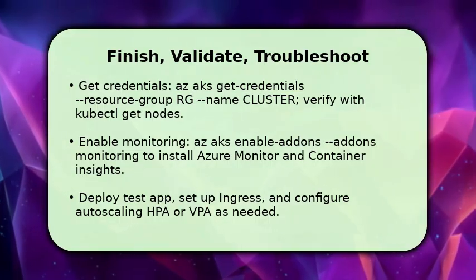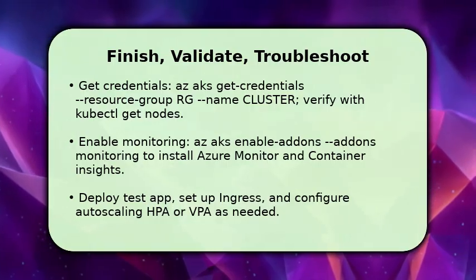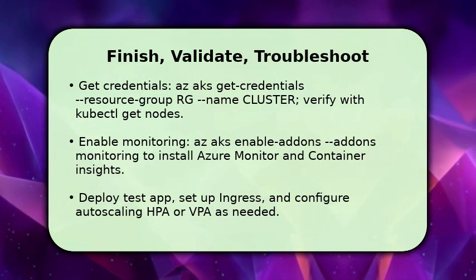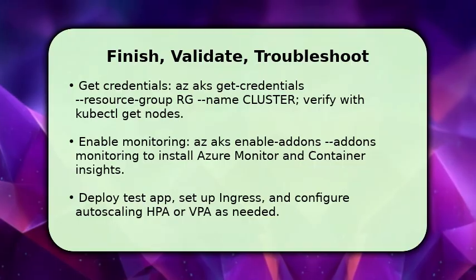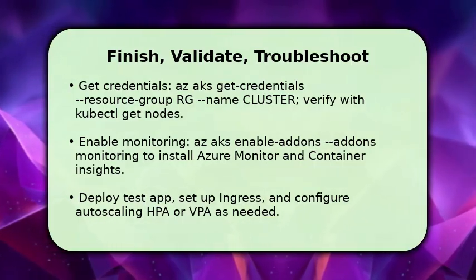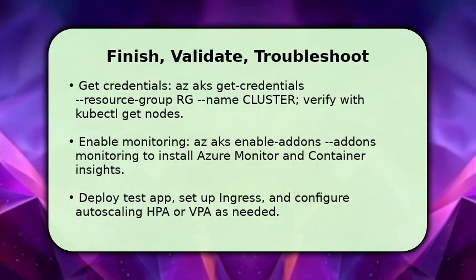and Container Insights. Deploy a simple test app, expose it with an ingress controller, and configure HPA for pod autoscaling. If something fails, check kubectl describe on problematic pods and Azure activity logs. One quick tip: confirm network security groups and NSG rules aren't blocking pod-to-service traffic.